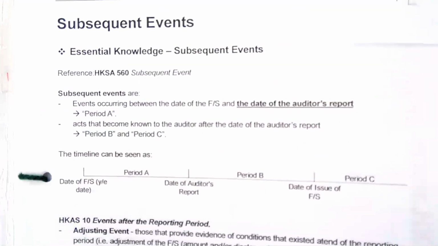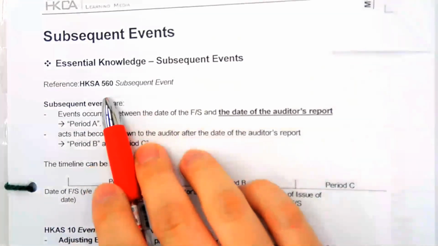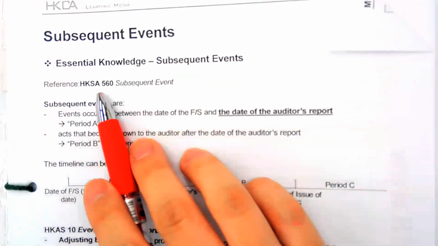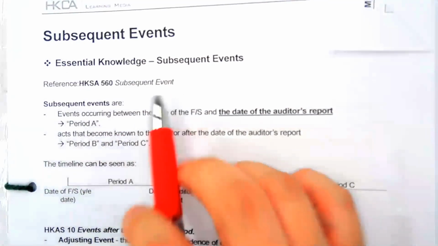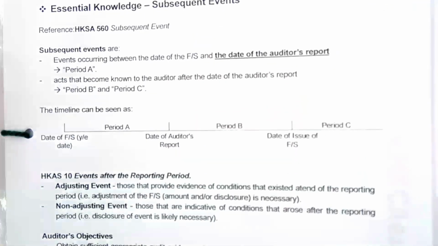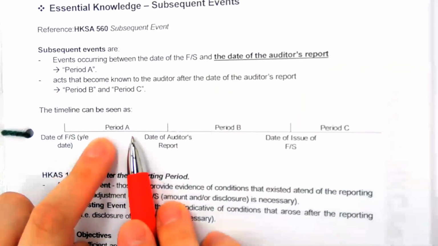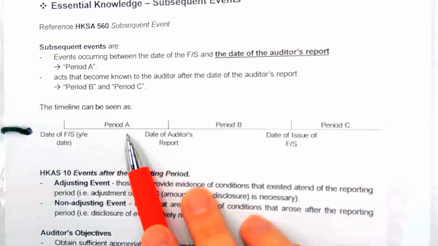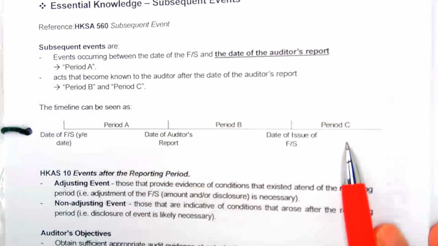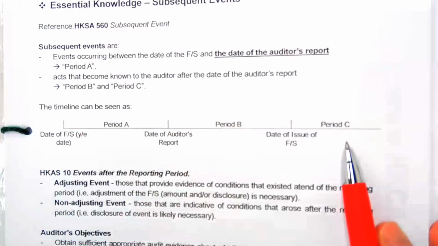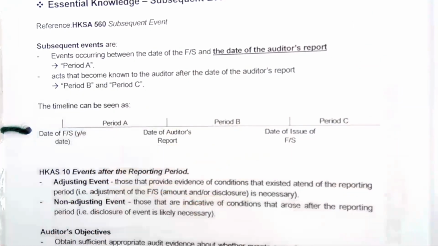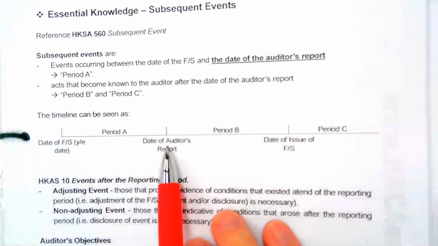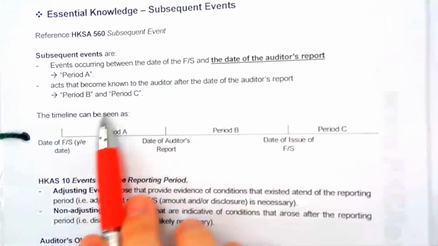Here, subsequent event. There's an individual auditing standard related to this topic. And I'm introducing you to something called period A, period B, and period C here. Period A is the period we just talked about. Again, this ABC, remember, is just an indicator I use to help you easily distinguish the date of the auditor's report. So we are talking about this period here.